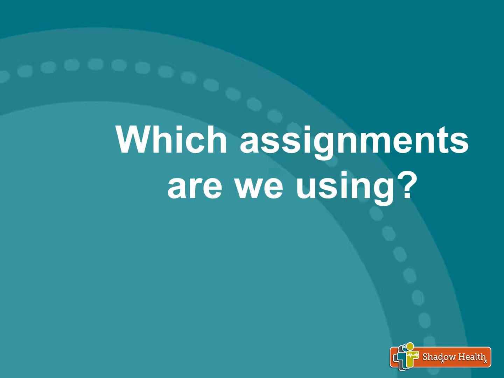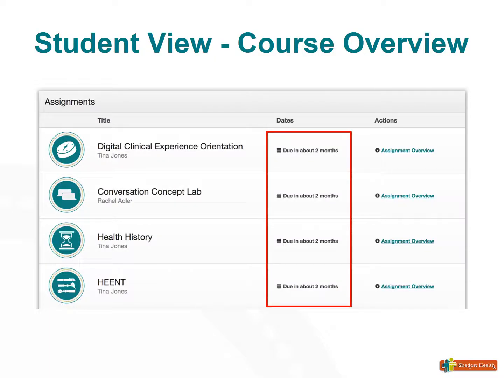So I know this all sounds exciting and interesting, but I also know that you want to know, well, what do we have to do? So what assignments are we using for NU 607? This is an example of what you'll see for your courses that are due in Shadowhealth. It's not your specific student view, but this is just a sample of what you'll see.